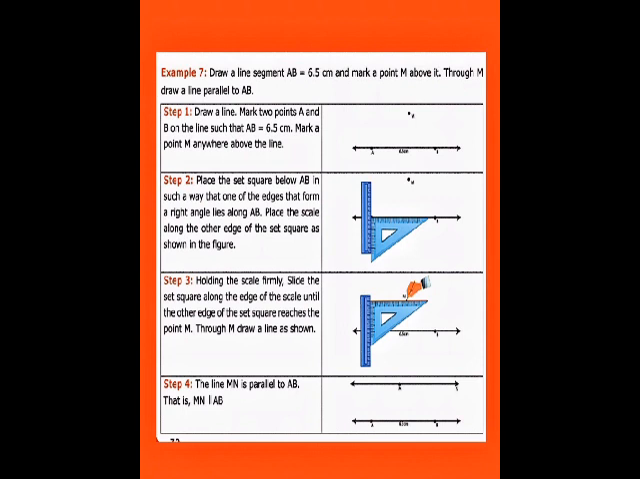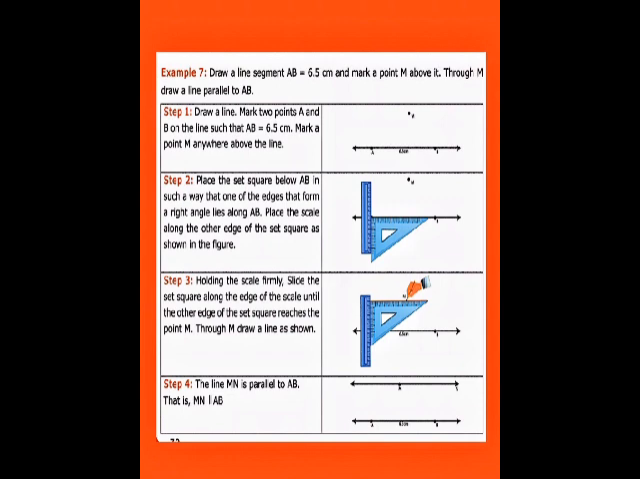From M, you should draw the line along the scale. Through M, draw the line as shown in the figure. Step 4. The line MN is parallel to AB. This is MN, parallel to AB. Move on to the next question.